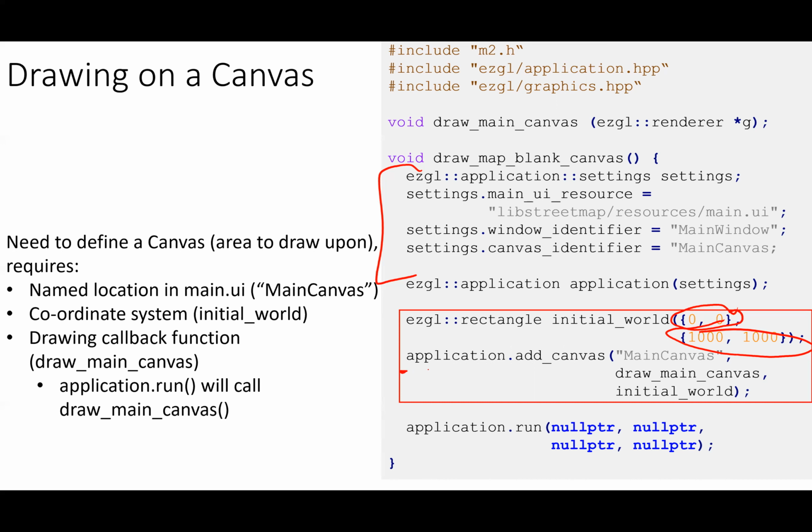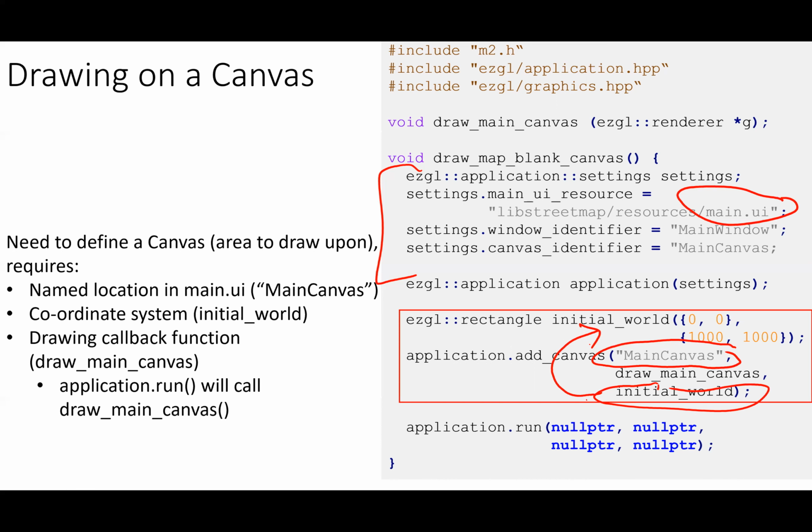And then I make another call to the application called add canvas. That's a member function in the EasyGL application. And it takes 3 arguments. The first one is the name of the sub window that you're going to draw on. We already decided in this main.ui resource file that we created for you that it would be called main canvas. So just call that main canvas. It also wants a coordinate system. So we just made this rectangle so that we could pass it in. We're going to pass in our coordinate system, which is 0, 0 to 1,000, 1,000.